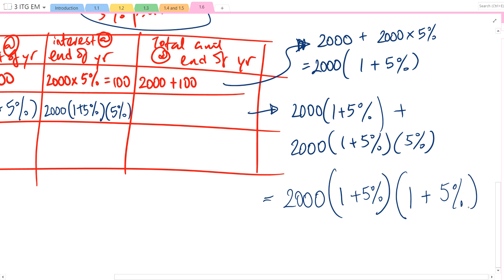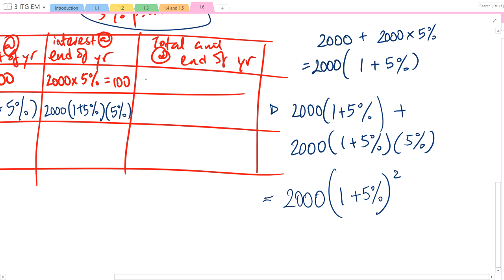Okay, so this is what goes into this box over here. But do you notice that 1 plus 5% appeared twice? So can I simply square it? Yes, I can. Let me just write down the summary over here. In the first box, I have 2000, 1 plus 5%. In the second box, I've got 2000, 1 plus 5% squared.